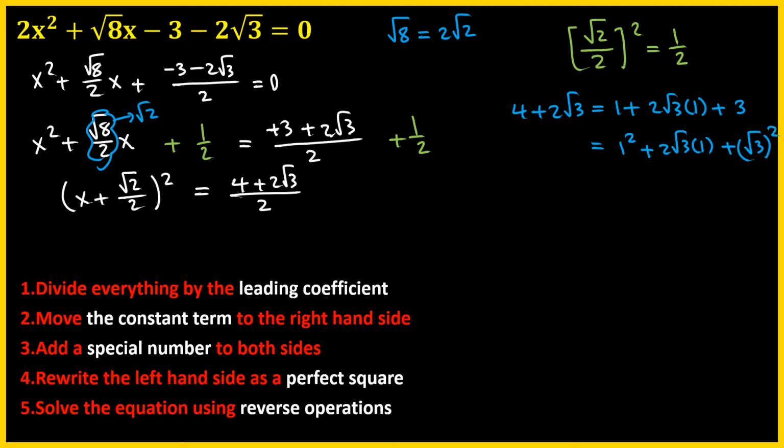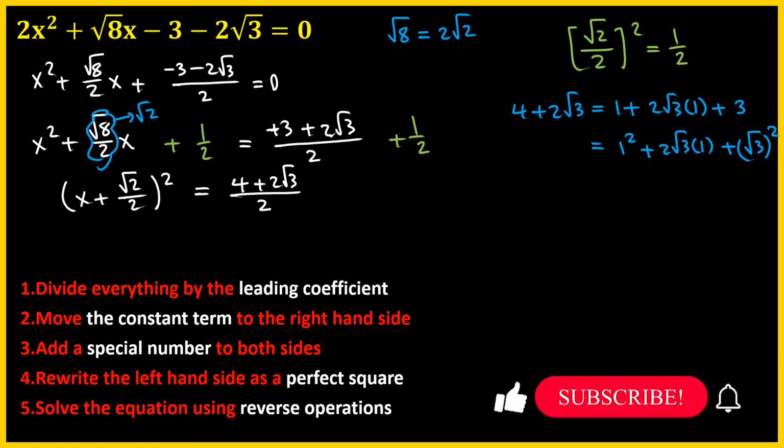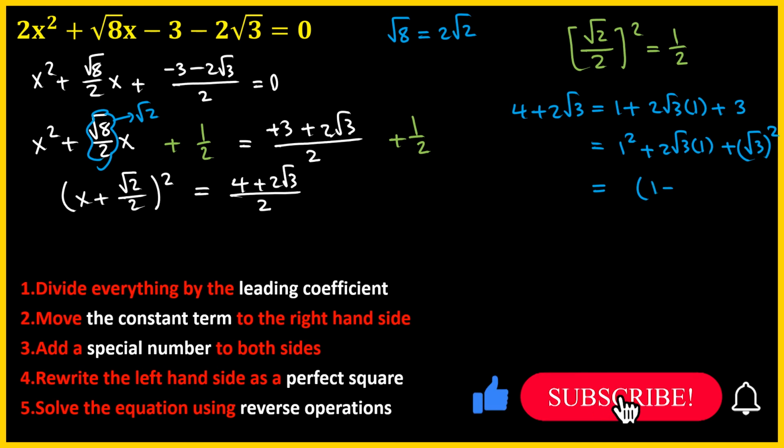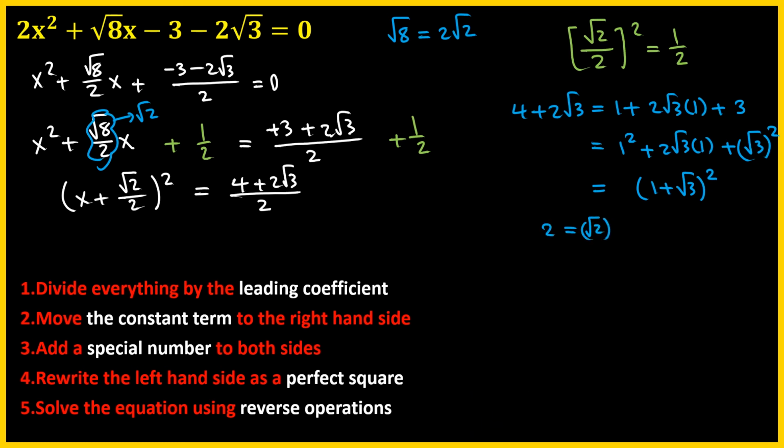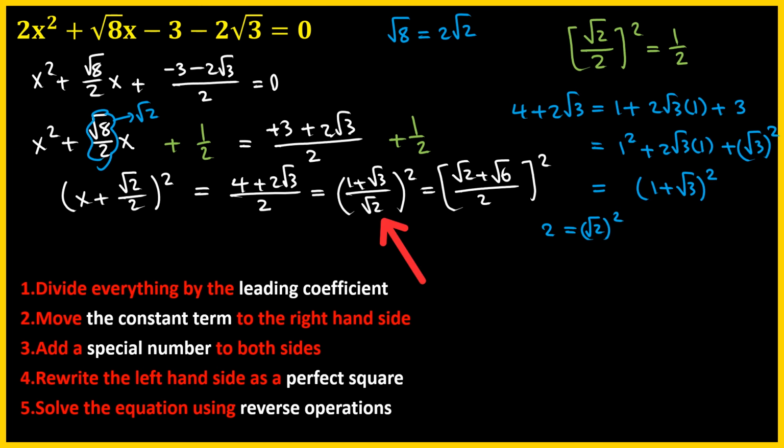So basically, this number is in the form of a squared plus 2ab plus b squared. So this is a perfect square, and we can rewrite it as (1 plus root 3) squared. And we can rewrite 2 as root 2 squared. So this is going to equal ((1 plus root 3) divided by root 2) squared. And if we rationalize the denominator, we're going to have ((root 2 plus root 6) divided by 2) squared. I just multiplied both the top and the bottom of this fraction by root 2.